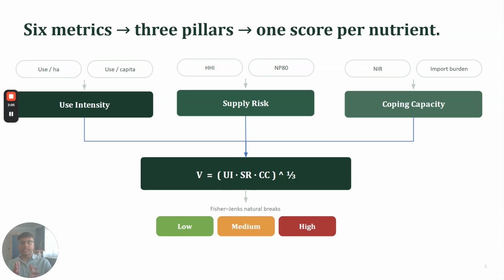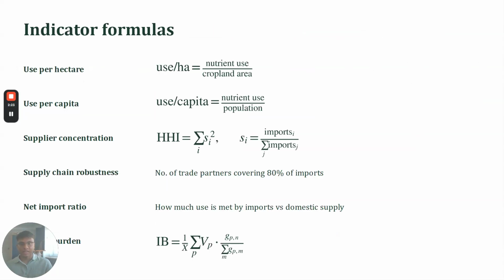So, vulnerability in technical terms is a product of one, how much you already use something, two, how risky its supply chain is, and three, whether you can afford to keep buying it. And this flowchart here is essentially my entire project pipeline. I used the OECD's index handbook quite extensively when building this out.